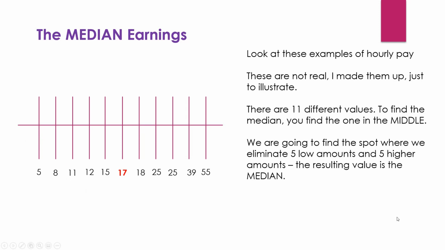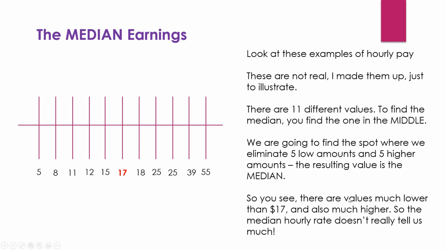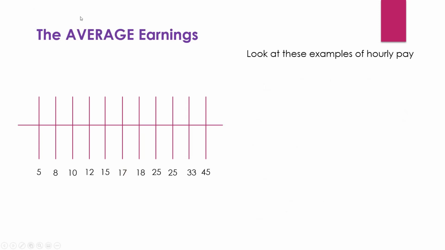Okay? This is the median. I already explained that. All right. So you see there are values much lower than 17 and also much higher. So the median hourly rate doesn't really tell us anything. I'm not sure why they use the median earning, because that doesn't really tell anything. So now what could be more useful would be average earnings.